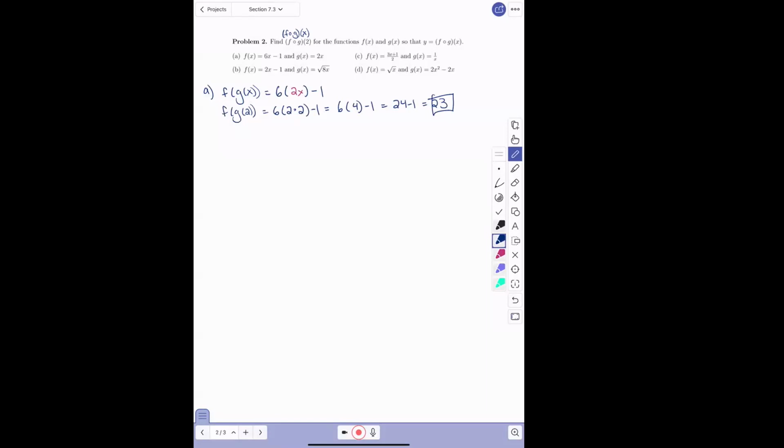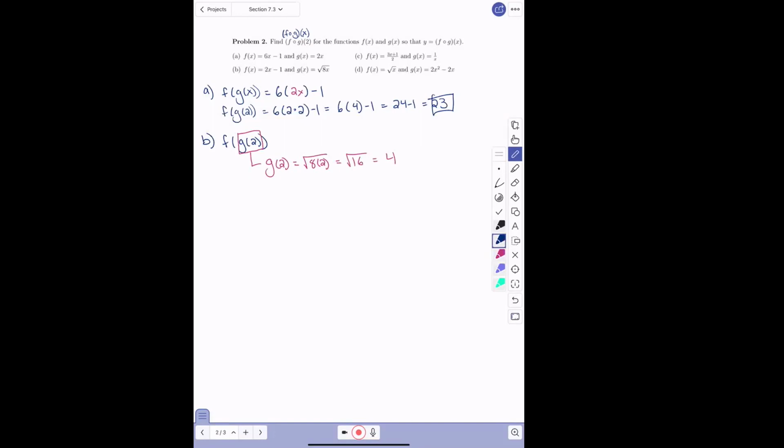Okay. For part B, I'm going to do it a little differently for those of you that might like this method better. So we're trying to find what f of g of 2 is. First we'll look at the inside. Just like anything in math, you always start inside out. So g of 2 is equal to the square root of 8 times 2, which is the square root of 16, which is equal to 4.